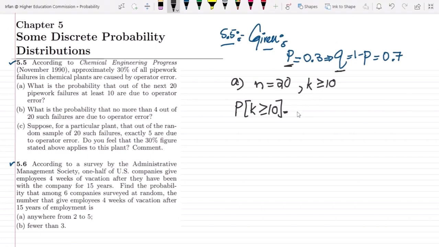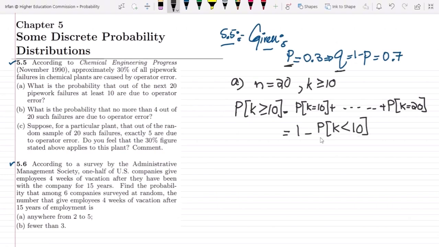We can see that this would be from the probability that k equals 10, up to the probability that k equals 20. We have to find all these probabilities. Similarly, we can also do it by another formula, and that would be 1 minus the probability that k is less than 10. After finding them, we can insert all these values here, and the output will be the value which we have to find.